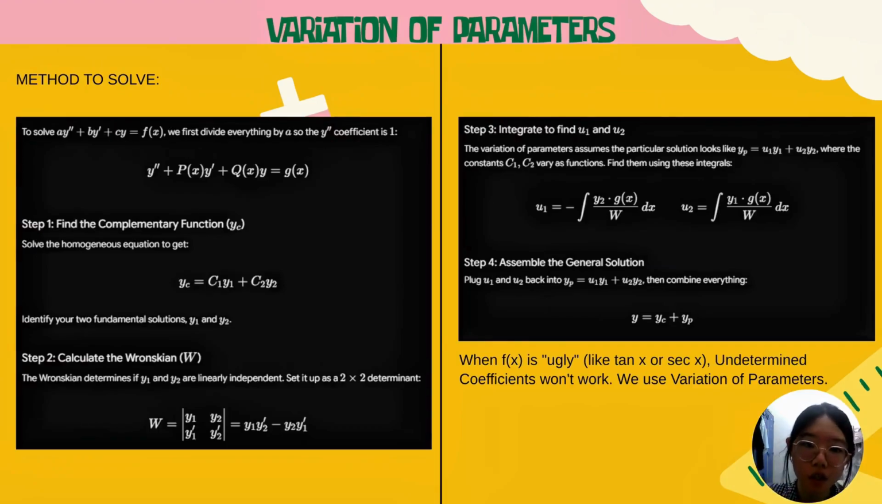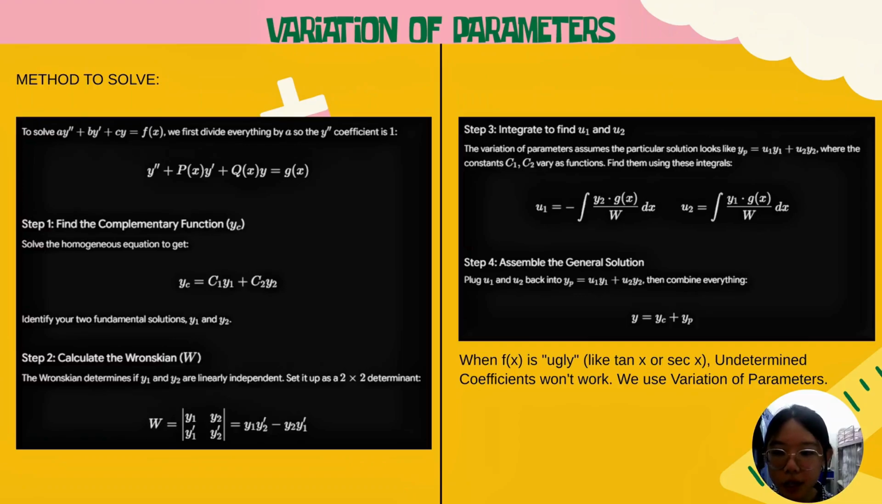Method to solve: variation of parameters. We first divide everything by a, so the d squared y over dx squared coefficient is 1. After that, we find the complementary function. Solve the homogeneous equation to get the complementary function equals c1y1 plus c2y2. And then we need to identify two fundamental solutions, y1 and y2. So step 2, we calculate the Wronskian. The Wronskian determines if y1 and y2 are linearly independent. Set it up as a 2 by 2 determinant.